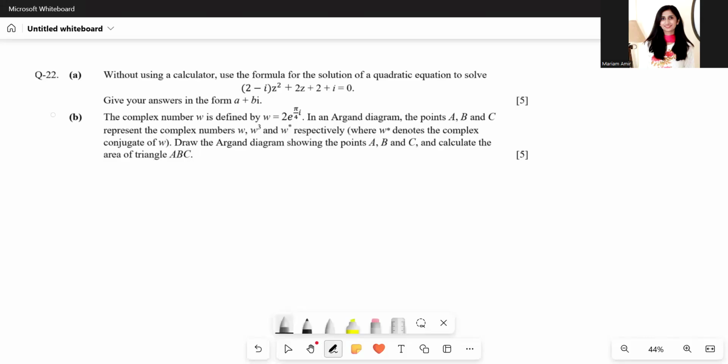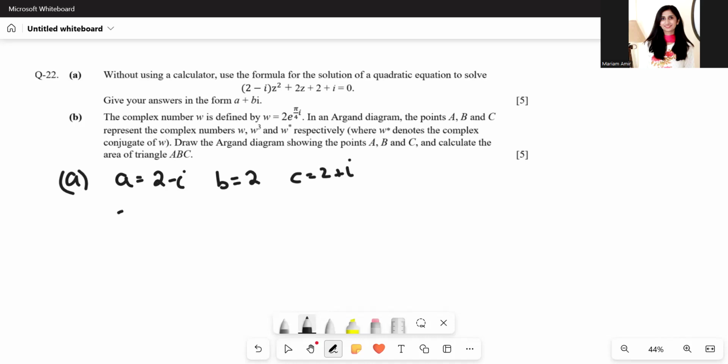Without using a calculator, use the formula for the solution of the quadratic equation to solve (2 minus i)z squared plus 2z plus (2 plus i) equals 0. All right, let's use the quadratic formula. Sorry, A is 2 minus iota, B is 2, and C is 2 plus iota.